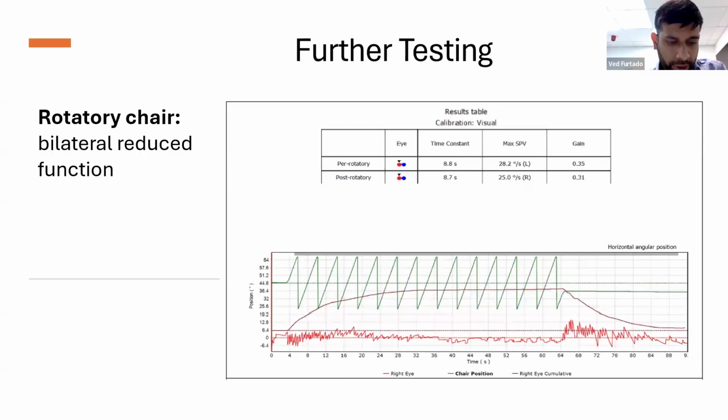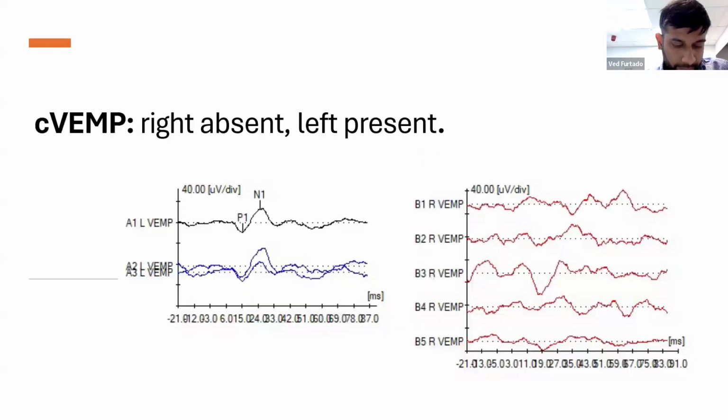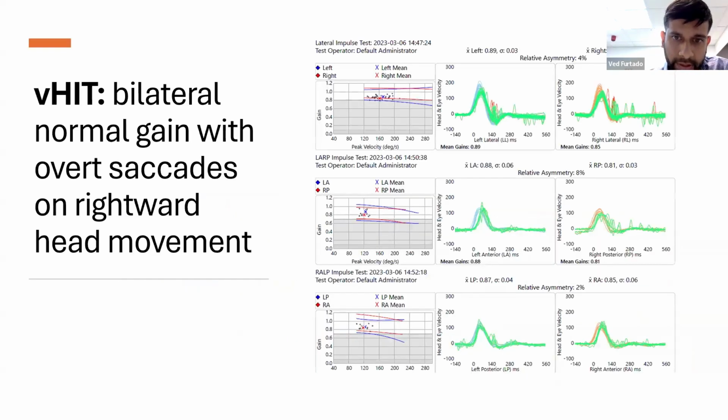Now, rotatory chair also indicated bilateral reduced function on the basis of the time constants, which were below 10 seconds. cVEMP was absent in the right ear but present in the left. And vHIT indicated normal gain in all 6 canals with overt saccades on rightward head movement.